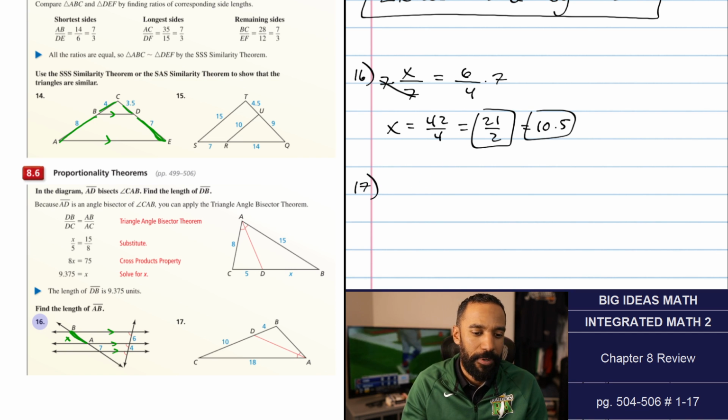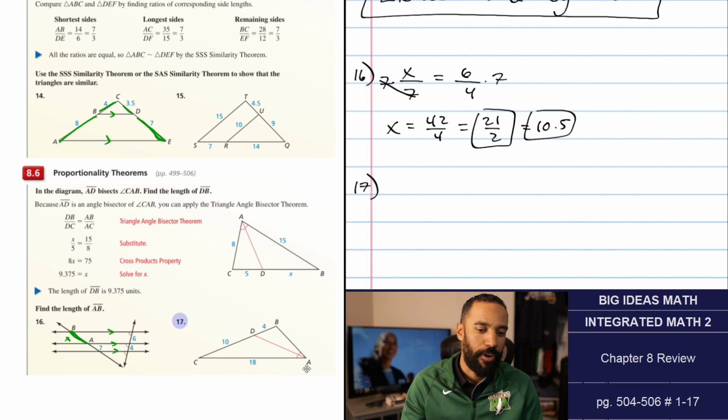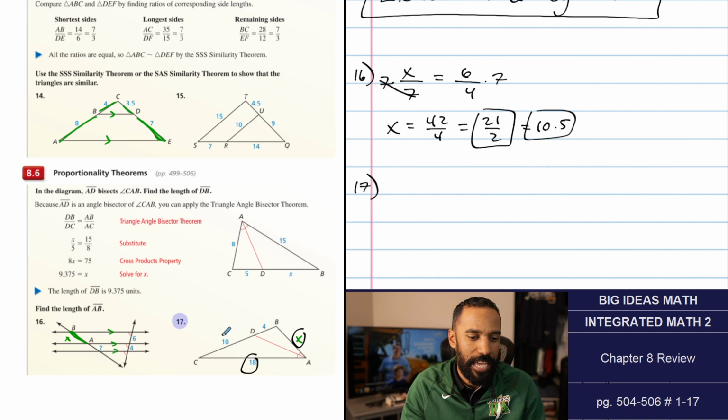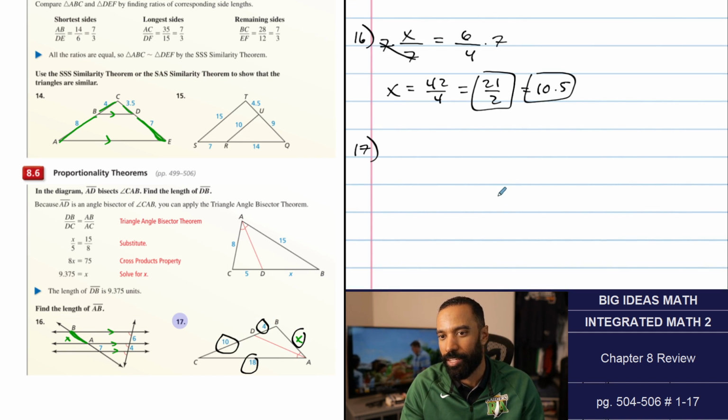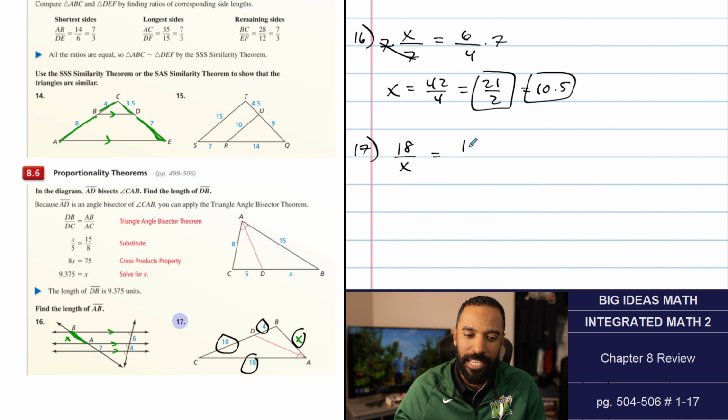And last one, number 17, you do have that triangle breakup from an angle bisector. And from an angle bisector, they want to find the length of AB. Once again, I'm going to call it x. So finding that length of AB stems from doing that proportionality set. I can do something like 18 over x equals 10 over 4. And I say I can do something like that because there are like 16 different ways that you can write this. So 18 over x equals 10 over 4.